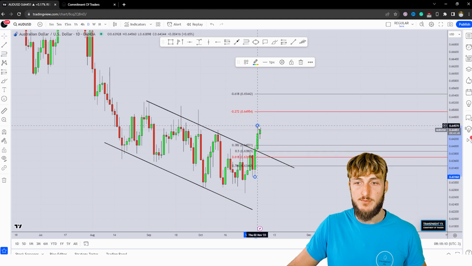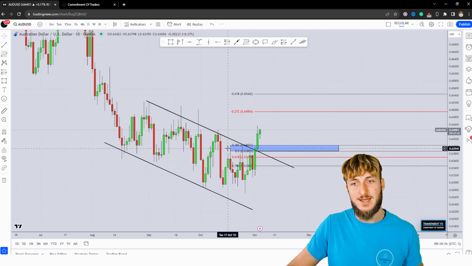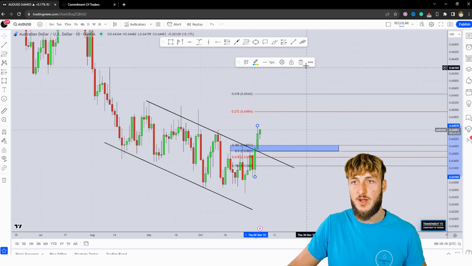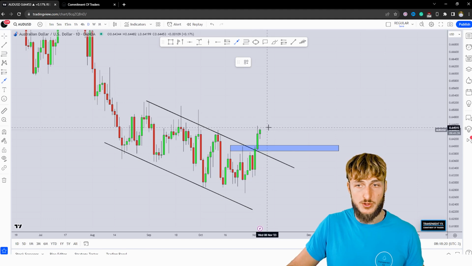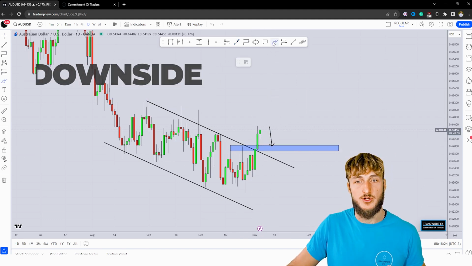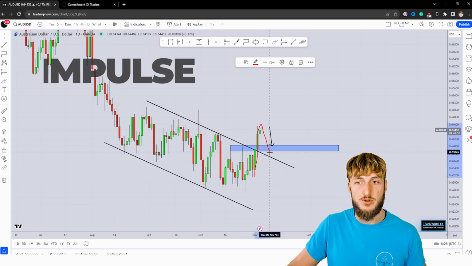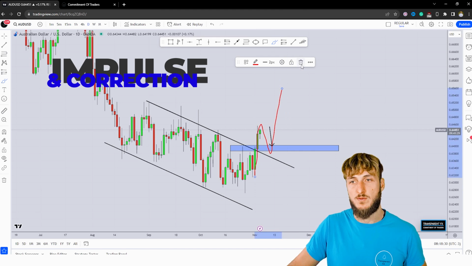And in this case, the impulse leg is from this low to this high, which gives us a 0.32 Fibonacci retracement lining up exactly at this area, which is also the downside target in the case of a retest of the channel, because what we like to see when you see a breakout from a channel is an impulse, correction, and then the continuation higher.